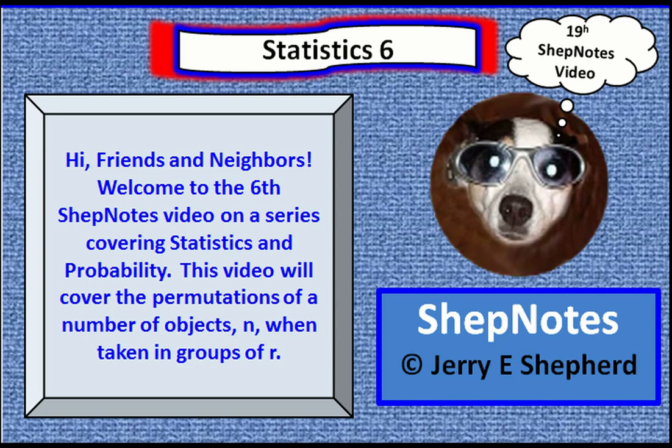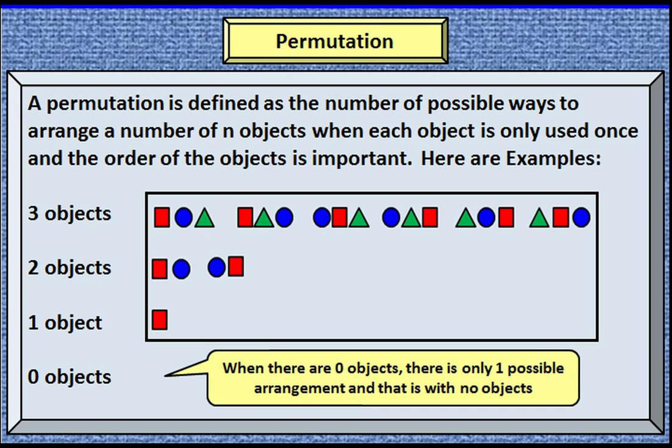This video will cover the permutations of a number of objects n when taken in groups of r. A permutation is defined as the number of possible ways to arrange a number of n objects when each object is only used once and the order of the objects is important.